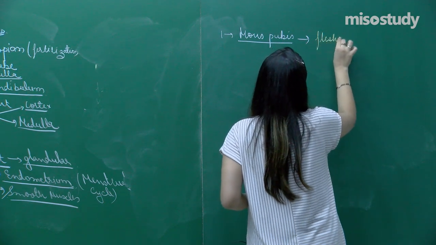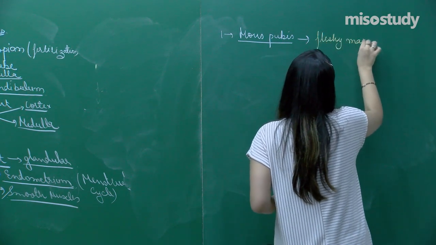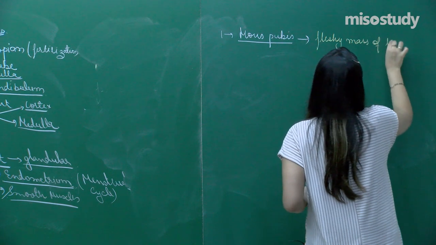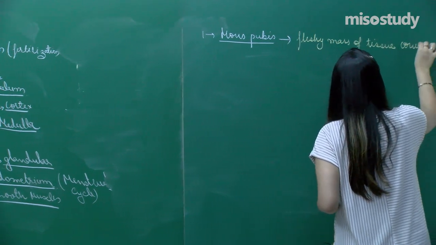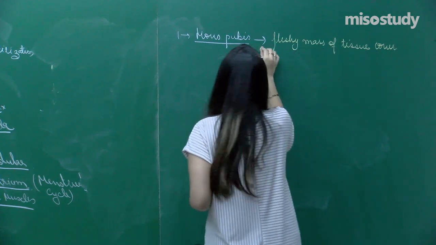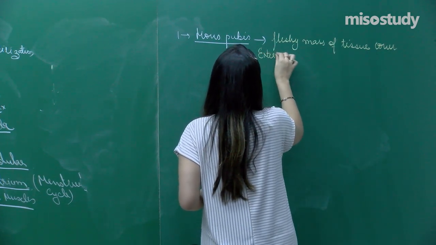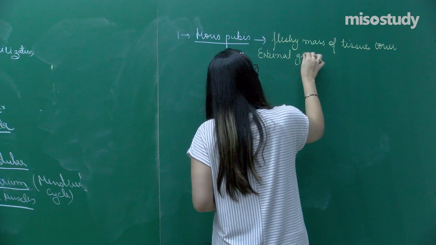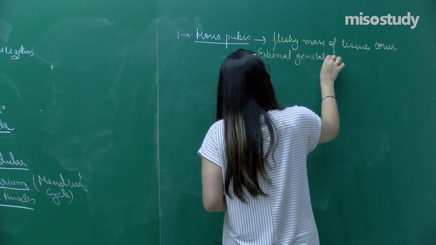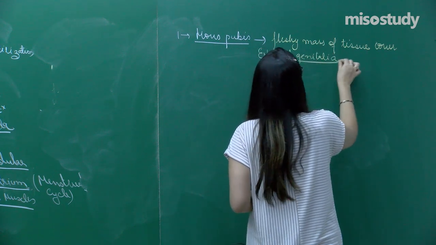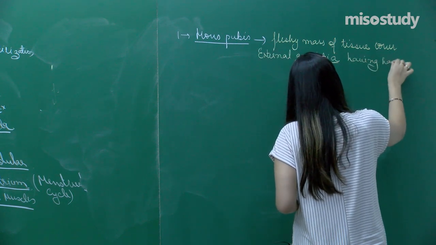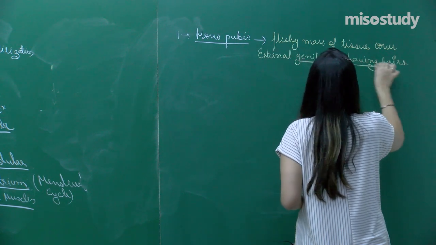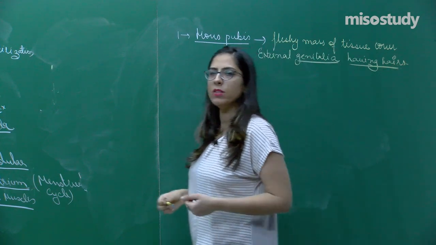A fleshy mass of tissue that covers the external genitalia, having hairs. This is called the mons pubis.